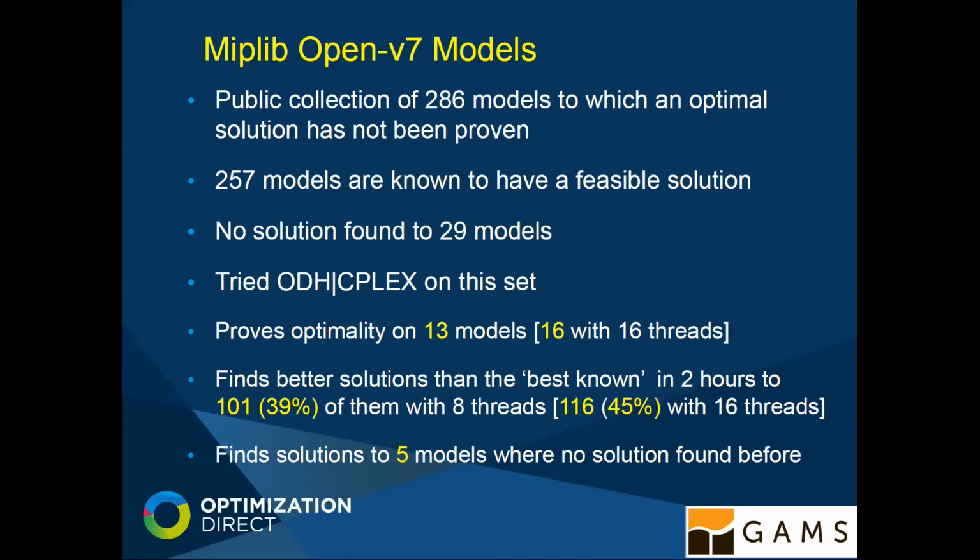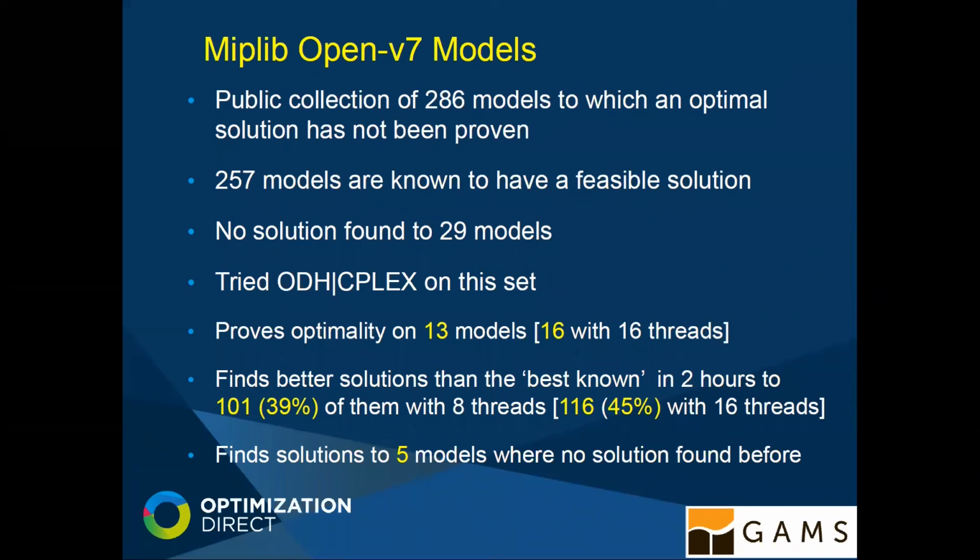Academically minded listeners will say, well, it's all very well and good, but there are user models and user models. Let's look at standard test models. I thought in this instance it'd be useful to describe how ODH CPLEX works on the so-called open set of MIPLIB models, which is a public collection of almost 300 models to which optimal solutions haven't been proven. Of these 286 models, 257 were known to have a feasible solution before we started with ODH, and that left 29 models to which no feasible solution had yet been found.